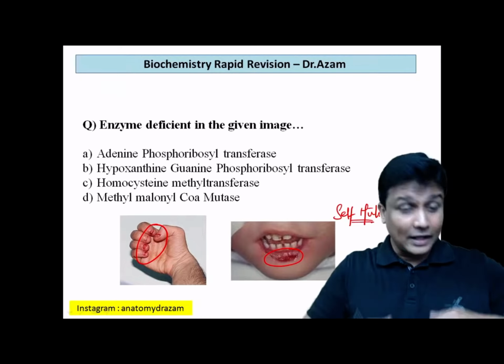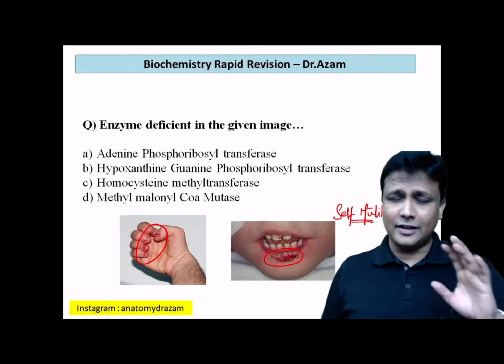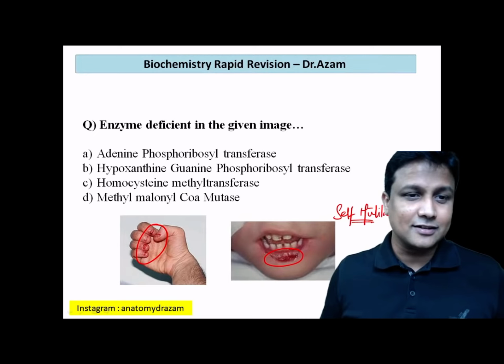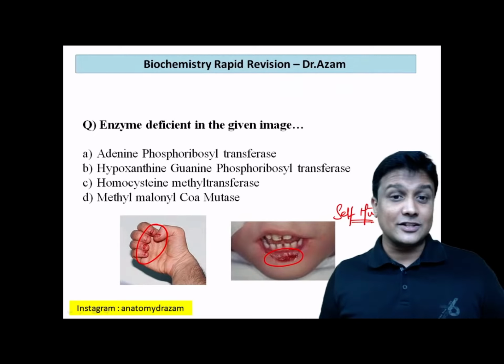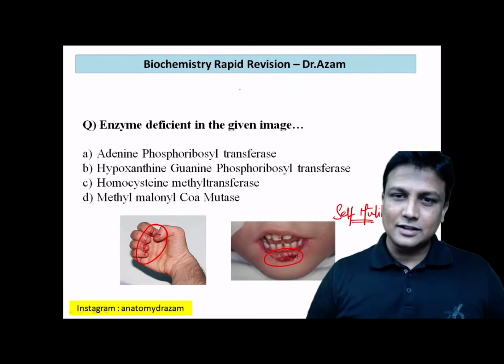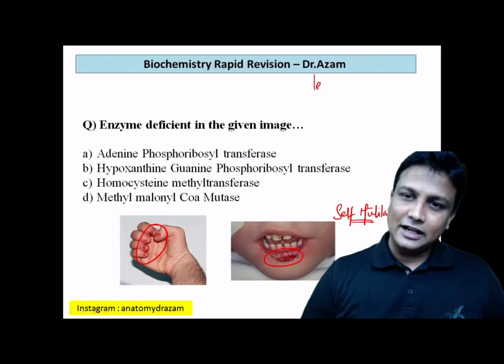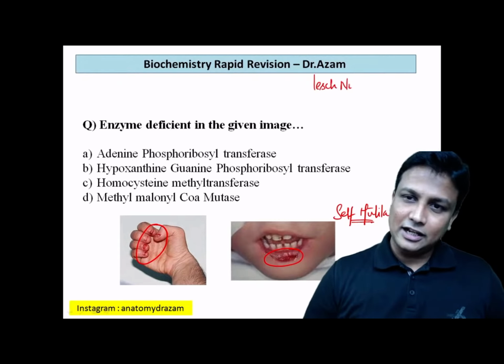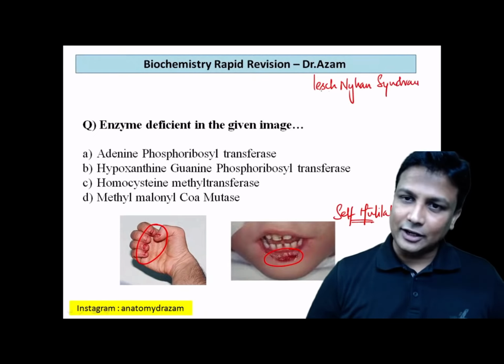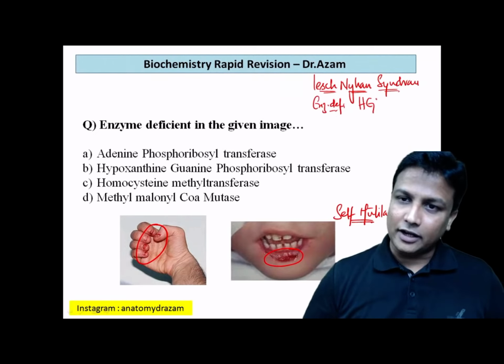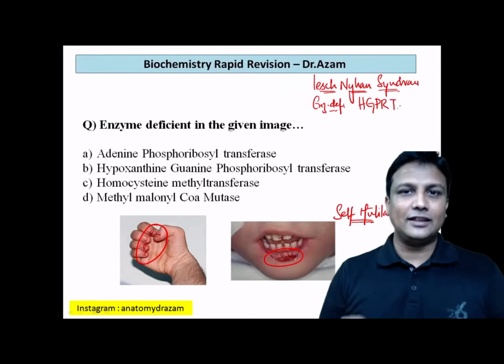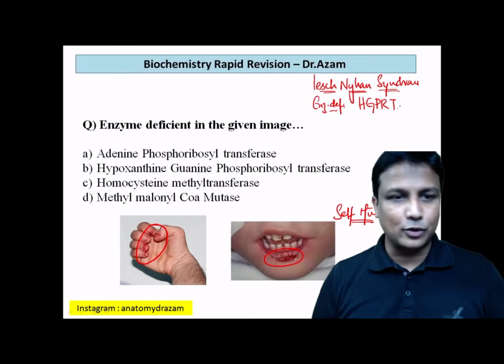And I told you this many times very clearly in the exam, in regular classes and even in the YouTube sessions, guys. Yes, self-mutilation, mostly what is the reason here, guys? It is explaining you which disease here? It is Lesch-Nyhan syndrome. What is the enzyme deficiency in this one? The enzyme deficient over here will be HGPRT, hypoxanthine guanine phosphoribosyl transferase.